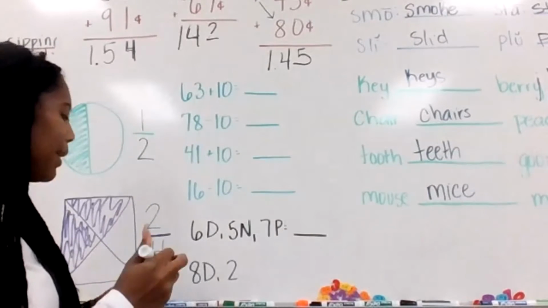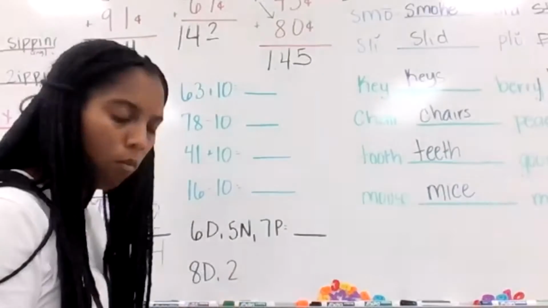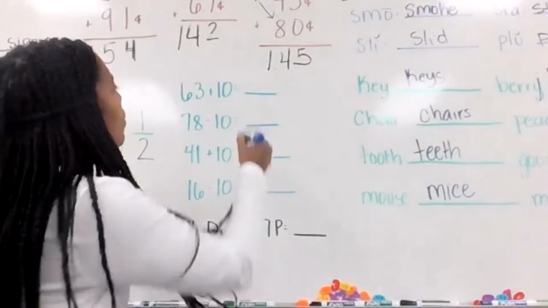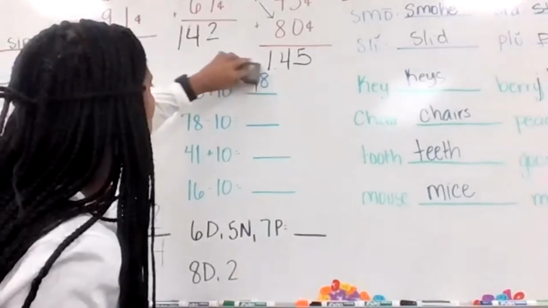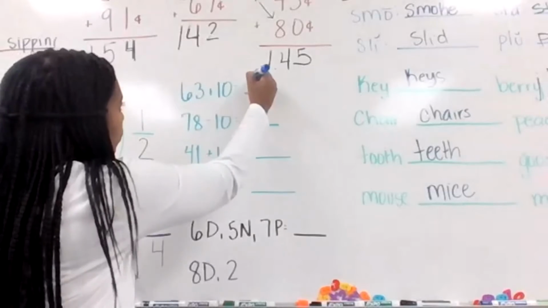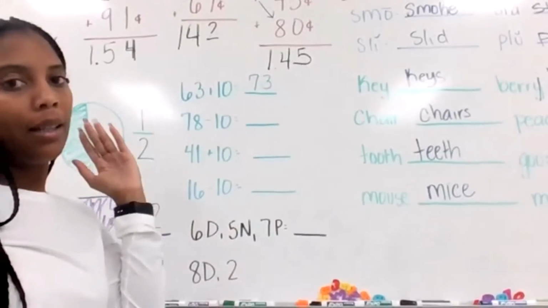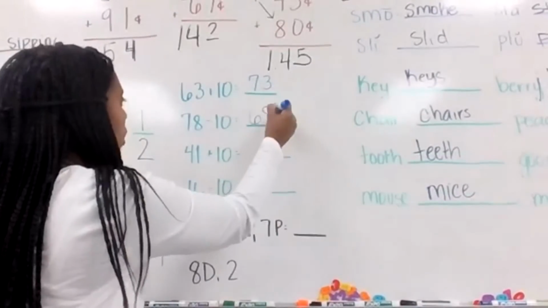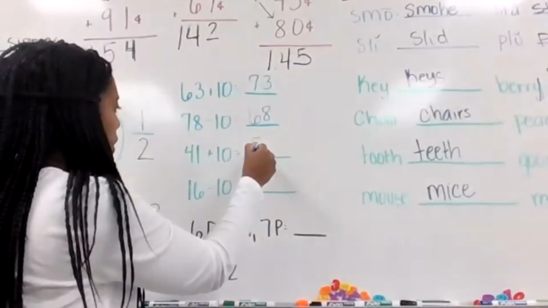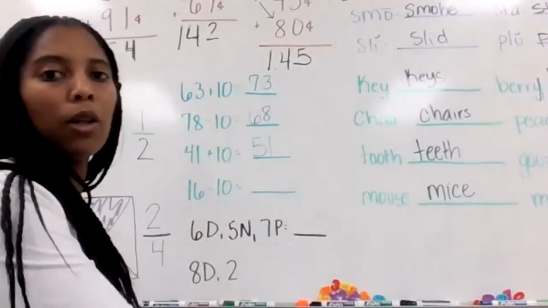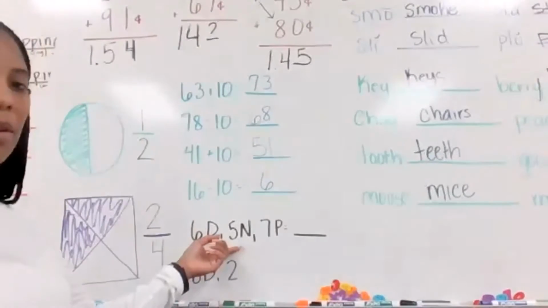Awesome. 63 plus 10. What would that equal to? 63 plus 10 is 73. So remember, just 10 more. 78 minus 10. So I'm going back 10. 68. 41 plus 10. I'm going forward 10. 51. 16 minus 10. I'm going back 10. 6.